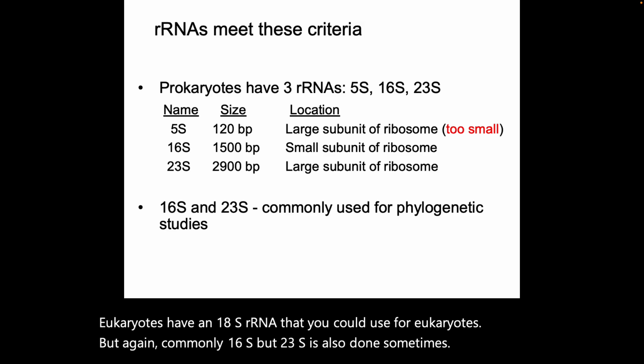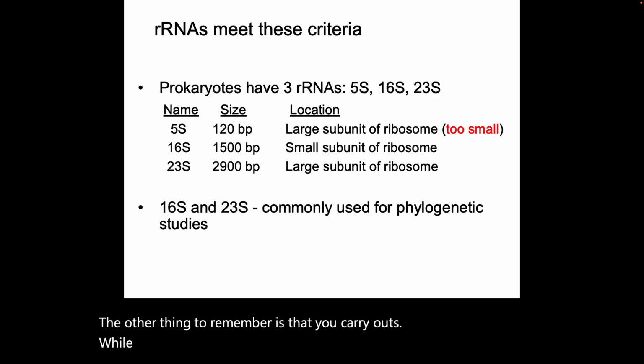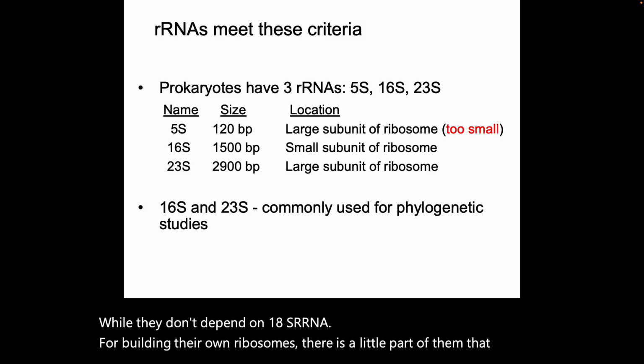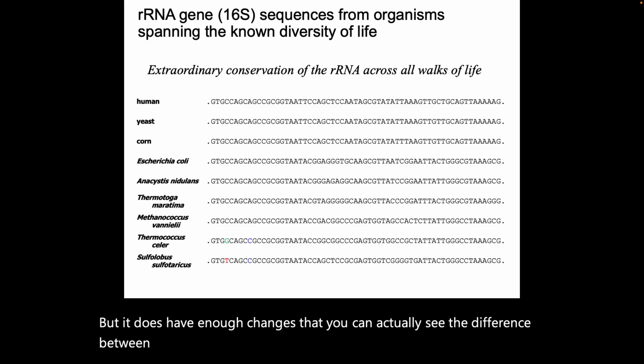The other thing to remember is that eukaryotes, while they don't depend on 16S rRNA for building their own ribosomes, there is a little part of them that has 16S, their mitochondria. So you can use it. And the 18S and 16S can be used to do this type of classification. It is well conserved, but it does have enough changes that you can actually see the difference between two different species in the same genus, sometimes even two different strains of the same species.